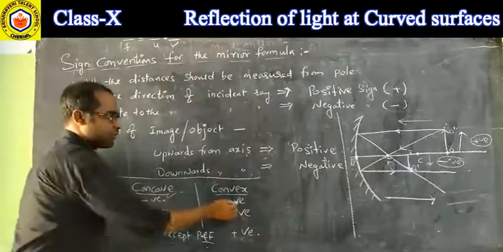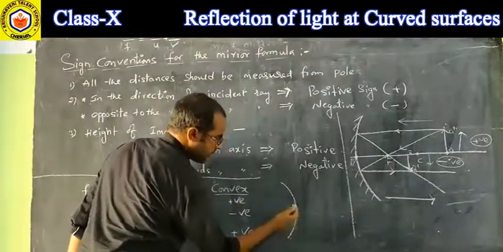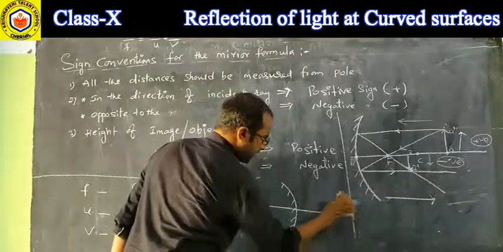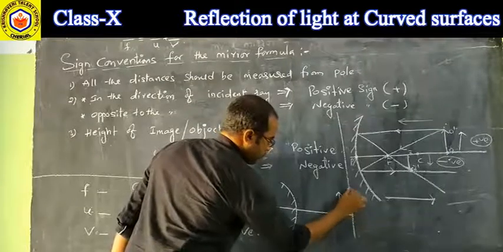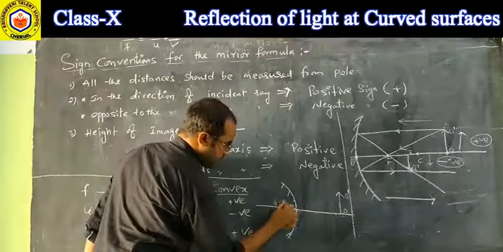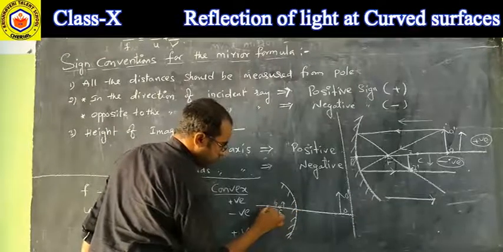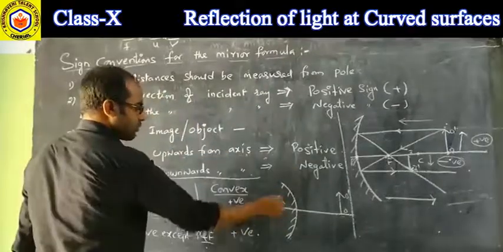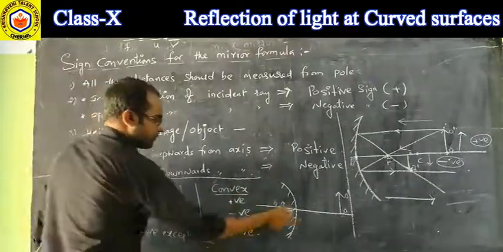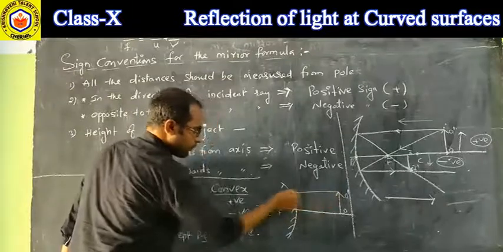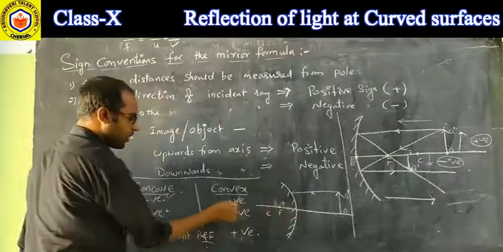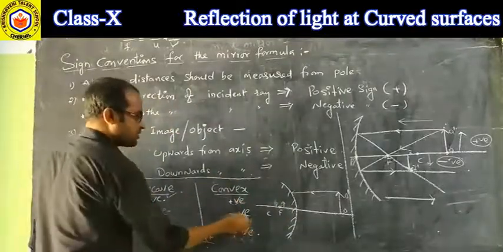Next, for a convex mirror, the focal length is always positive, because the convex mirror will be in this manner. Here the object will be placed at O dash, and here the image will be formed, here the focal length and center of curvature. In this convex mirror, the focal length is positive because we are measuring in the direction of the incident ray. Yes, it is positive, and the object distance is always negative.